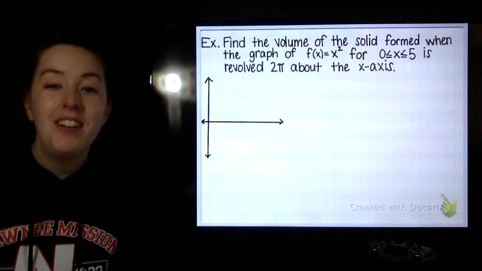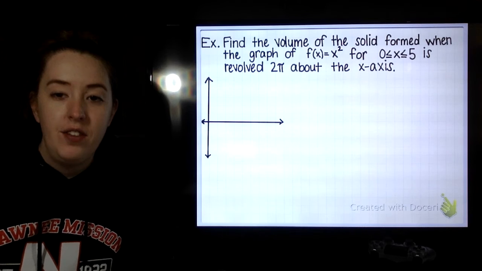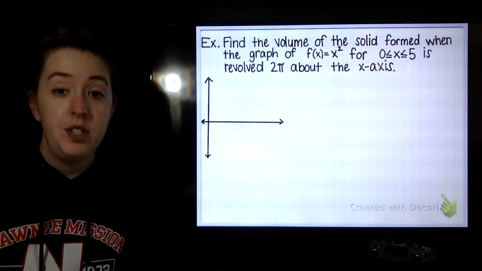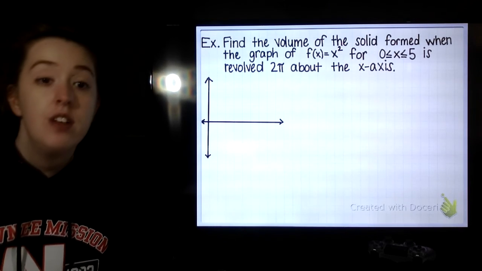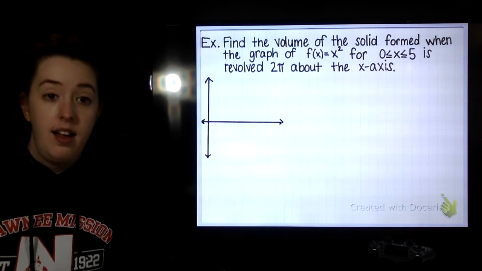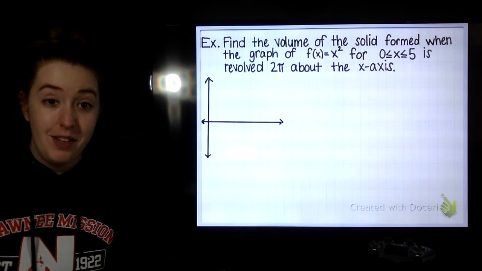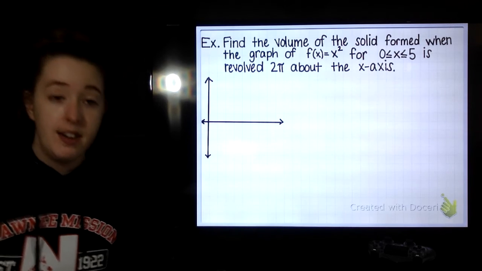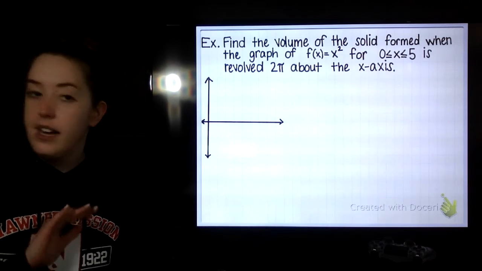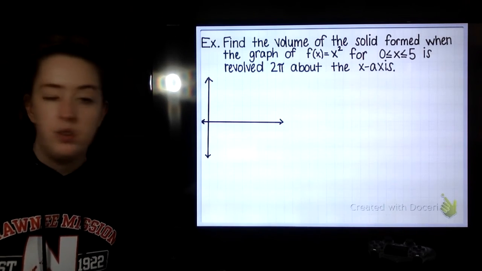Anyways. Now we want to find the volume of the solid formed when the graph f of x equals x squared for 0 less than or equal to x less than or equal to 5 is revolved 2 pi about the x-axis. So right now, since I'm going to go whole hog into some integration, I'm not going to be too terribly worried about what this graph looks like. I just want to get a general idea of what's going on. So I know with x squared, that makes a parabola. And like I said, I'm not trying to draw it to scale.